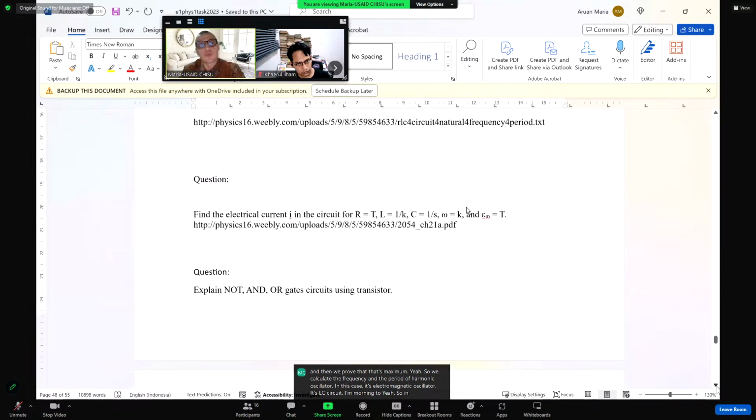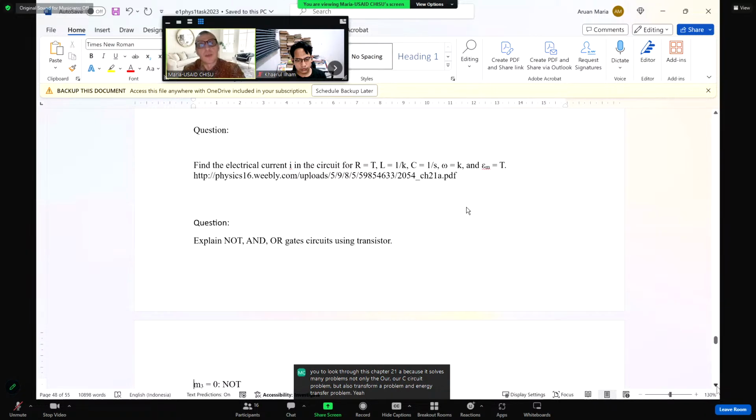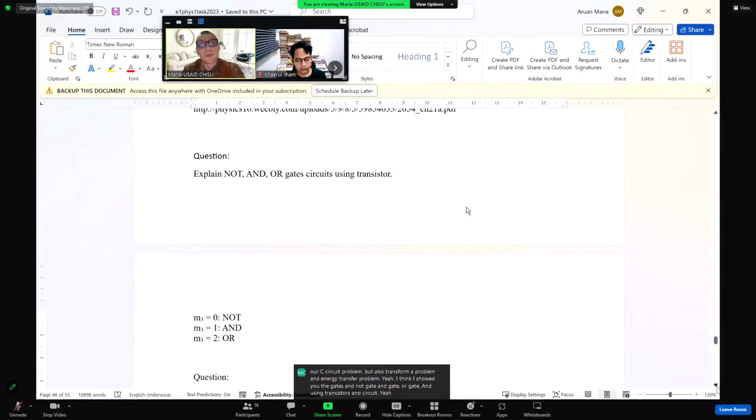So I encourage you to look through this chapter 21a, because it solves many problems, not only the RC circuit problem, but also transformer problem and energy transfer problem. Yeah, I think I showed you the NOT gate, AND gate, OR gate, using transistors and circuit. Yeah, please explain only for your student number depending on your M3. M3 is your student number mod 3.